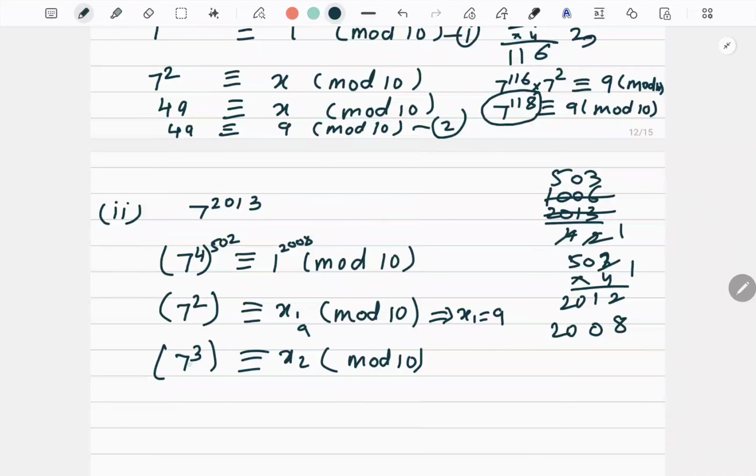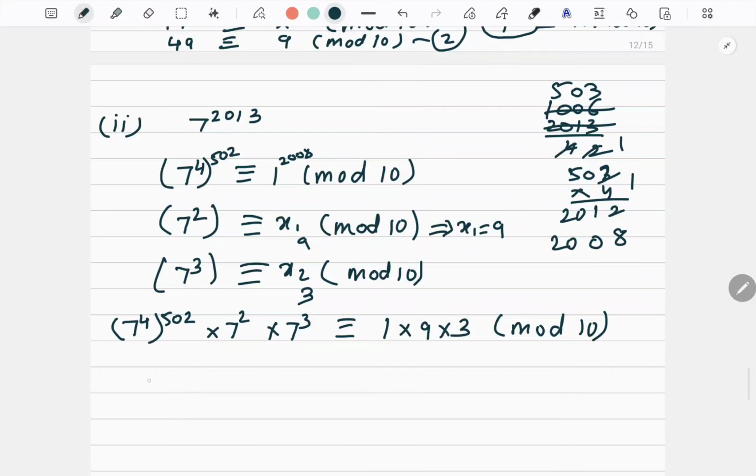Here 7 to the power 3 is what? 343. So remainder is 3. When divided by 10, the last digit is the remainder. That is 343, last number is 3. So that is the remainder. So now what did I get? 7 to the power 4·502 into 7 square into 7 cube congruent 1 into 9 into 3 mod 10.